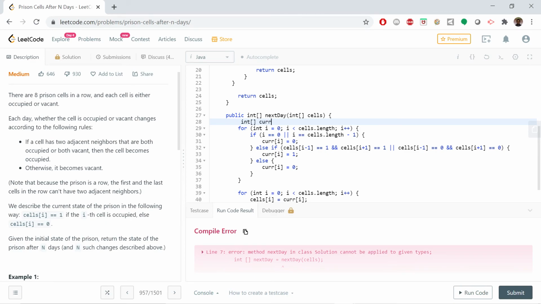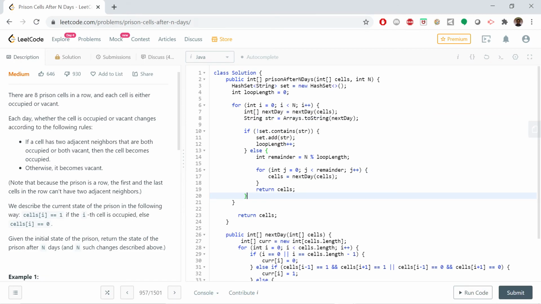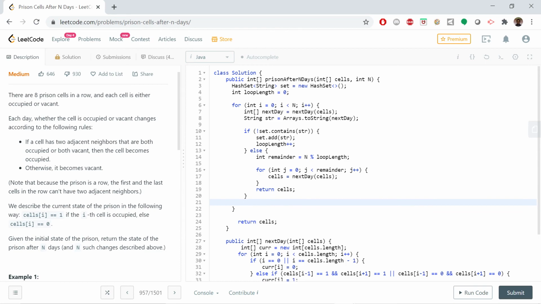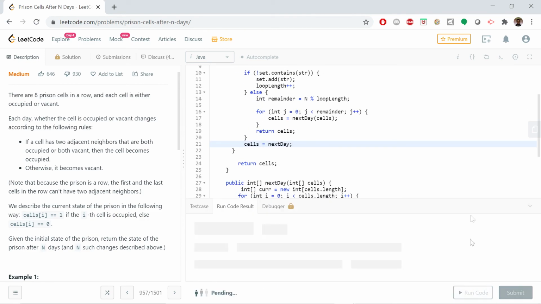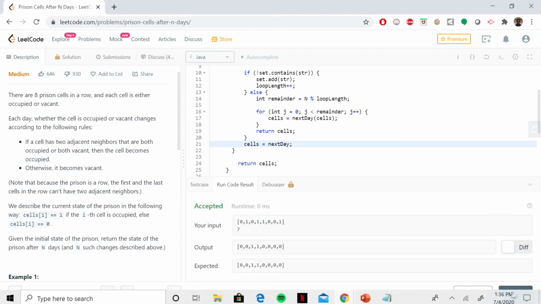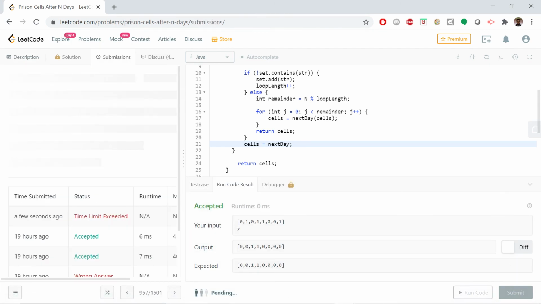That's going to be a new integer array, and it's just going to be the exact same size as our original cells array. Okay guys, so I just keep finding all these errors, but we actually also want to make sure that we set cells equivalent to next day. So I think that should hopefully take care of everything. Alright, looks good so far, so let's go ahead and submit.